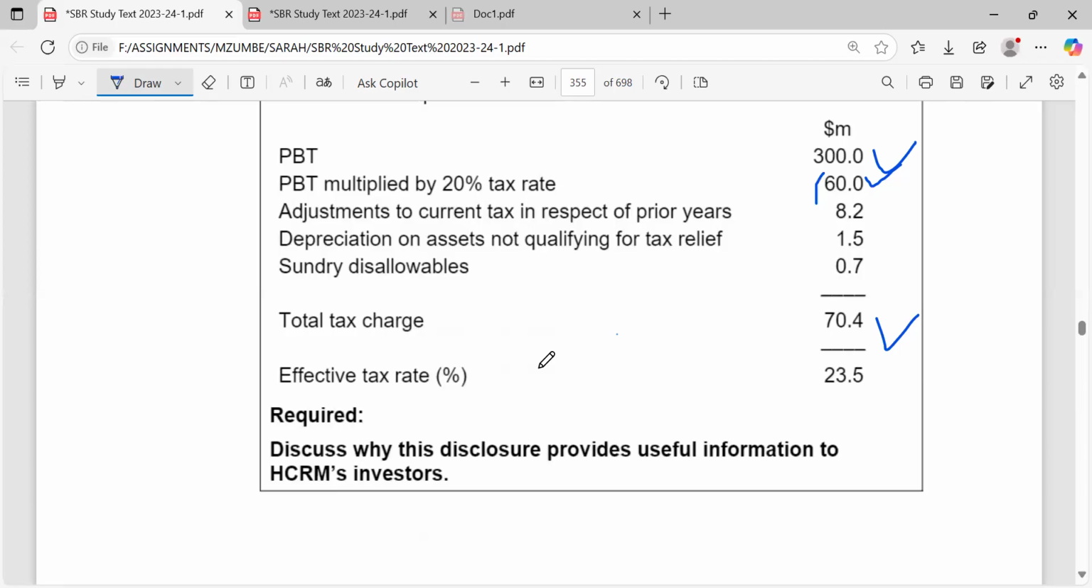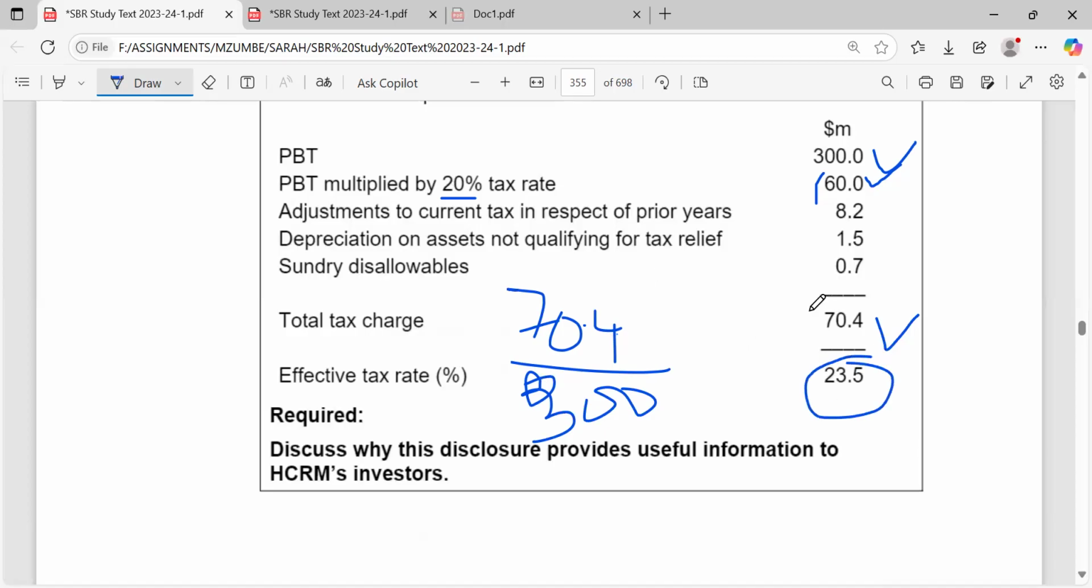What do we mean by effective tax rate? Initially, it seemed like we applied 20%, but in reality, at the end, you find out that the total tax charge is 70.4. So they have taken 70.4 over 300. 70.4 over 300 should be like 23 point something, 23.5. So this is the percentage obtained: 70.4 divided by 300.